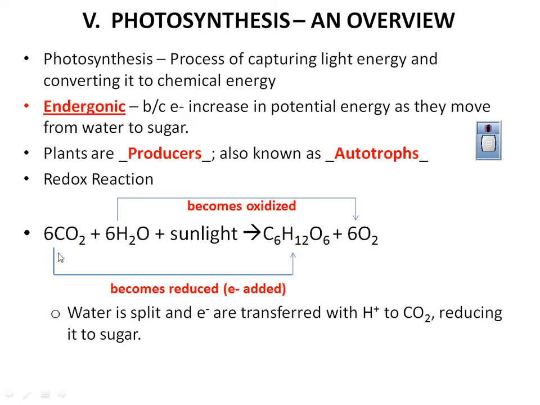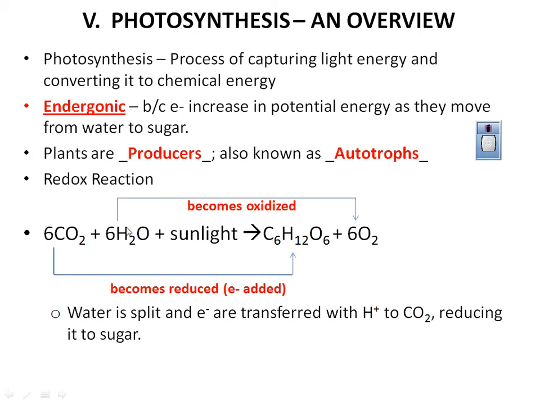When you see the equation written here, it is endergonic because the electrons in this process increase in potential energy as they move from water to sugar. The redox reaction looks something like this: carbon dioxide plus water in the presence of sunlight is going to produce glucose and oxygen. Because it's a redox reaction, the carbon dioxide becomes reduced as electrons are added to it to form our sugar. The oxidation is because water, due to the splitting of it, becomes oxidized and forms our oxygen at the other end.